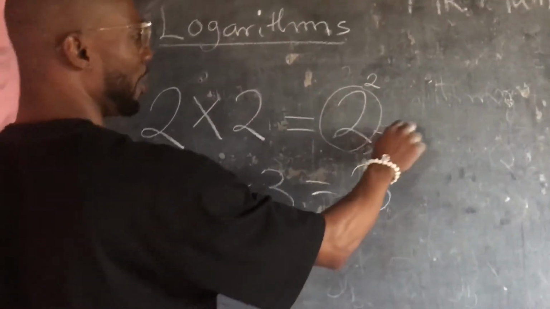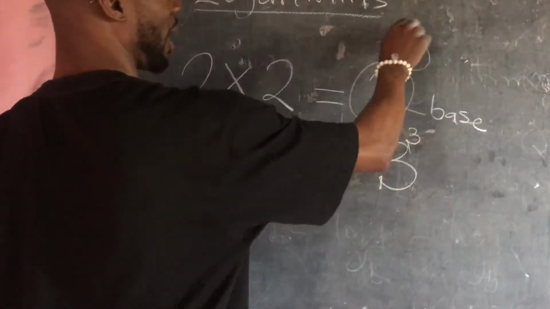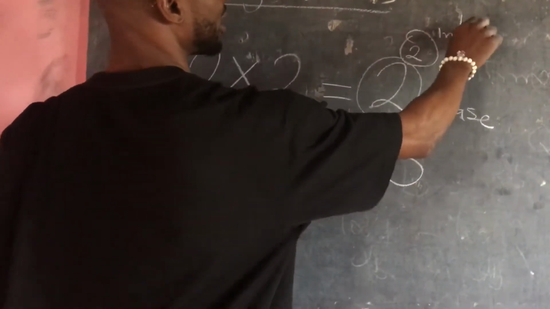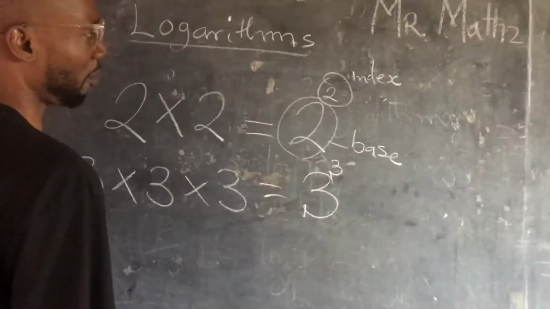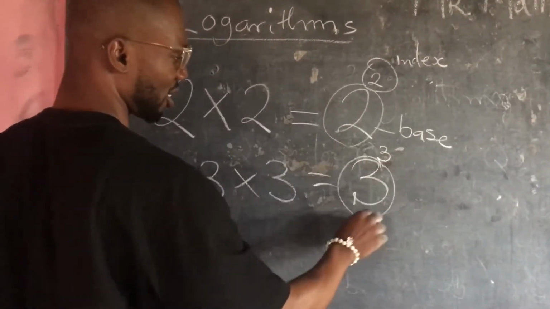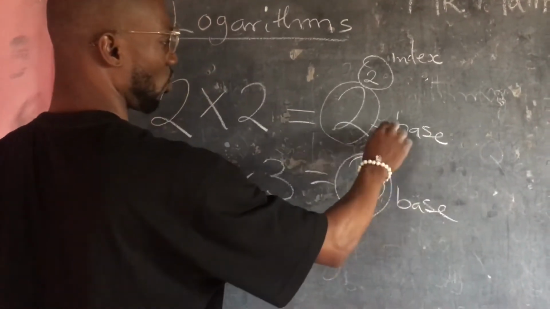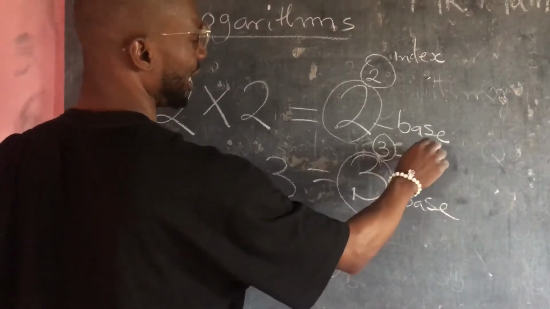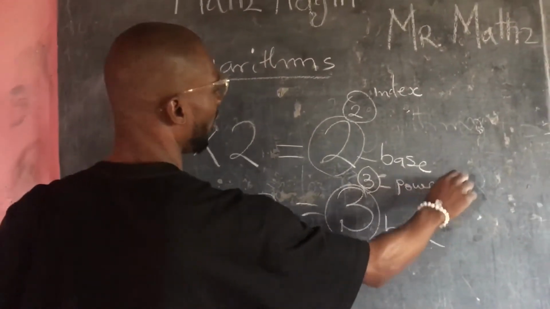That year we call this one base. Abi? Base of the number, and we call this one the index or the exponent or the power of the number. Now wetin we call this one ba? So this one we call am the base of the number, and then this one we call am the index or exponent or the power of the number. Abi?